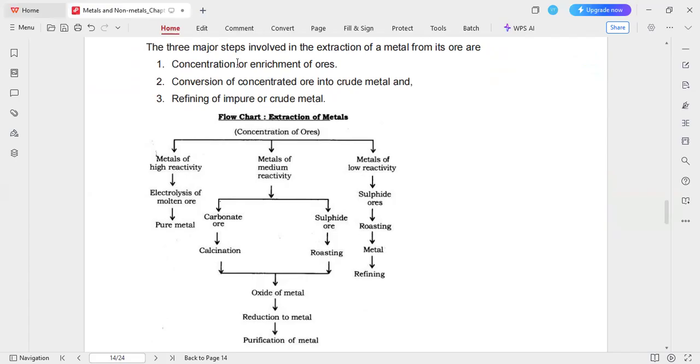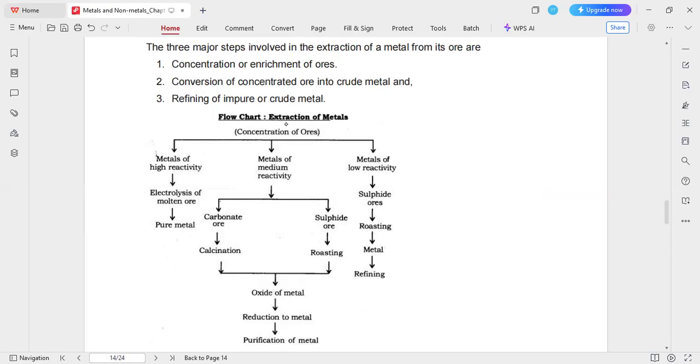Concentration means basic impurities are removed. Here different methods are there, like froth flotation, hydraulic washing, magnetic separation, and leaching. We'll study these in higher standard. You should just know what the methods of concentration are.